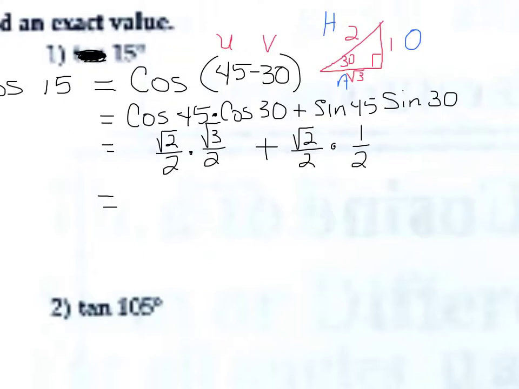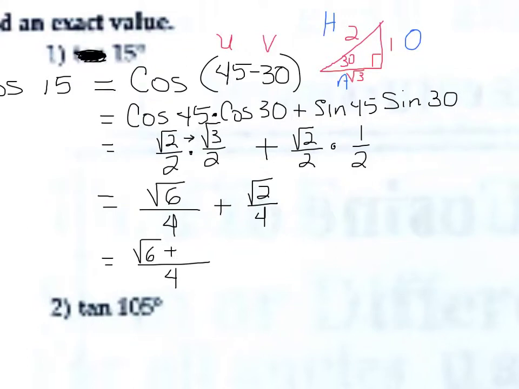At this point, it's just a matter of multiplying across. The square root of 2 times the square root of 3 is square root of 6, and 2 times 2 is 4. Square root of 2 times 1 is the square root of 2, and 2 times 2 is 4. It's the same thing, and the reason is that both angles are complementary angles. So sine of 75 is the same thing as cosine of 15, and sine of 30 is the same thing as cosine of 60. Complementary angles have the same values for sine and cosine.